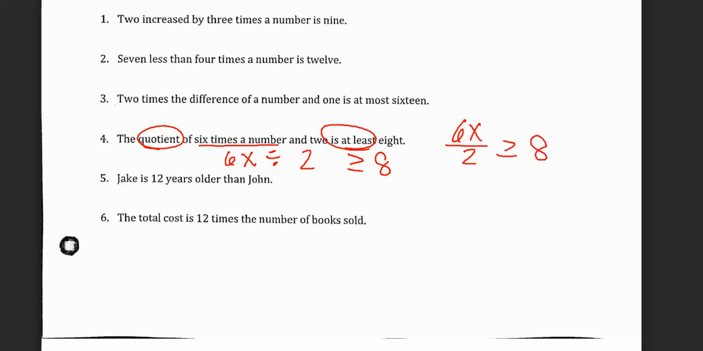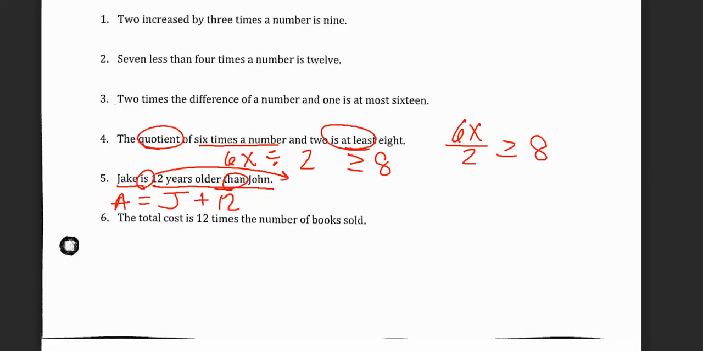Jake is 12 years older than John. So I'm going to give Jake the letter A. Is an equal sign. 12 years older than John. I see the word than, so 12 goes to the end. John, I'm going to use J. And then older means add, right? Because you're getting older, you're increasing 12.